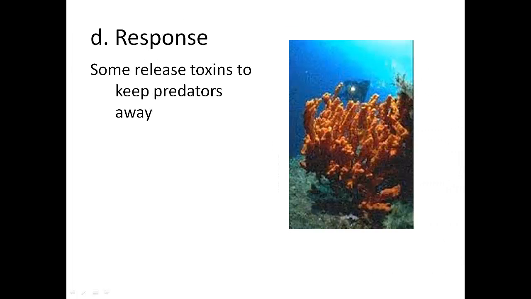Nervous system, response. Sponges don't have a brain. What they do is they have just very, very simple nerve responses that allow them to do things like release toxins because they can't get up and swim away. So the most complicated they really get is a response to a predator in terms of releasing toxins.